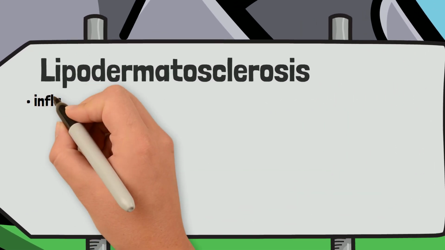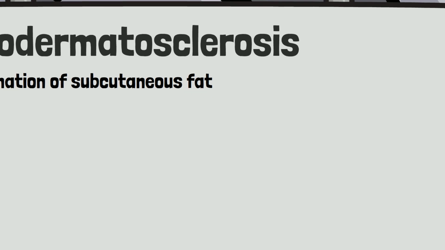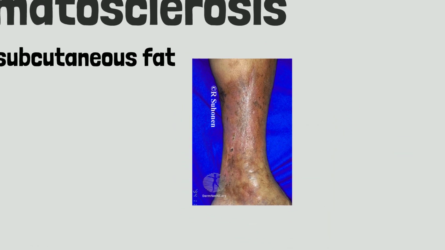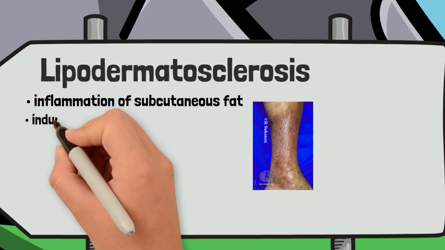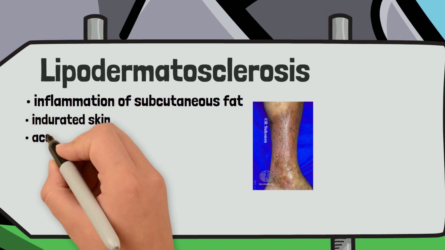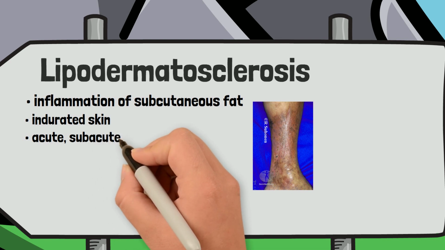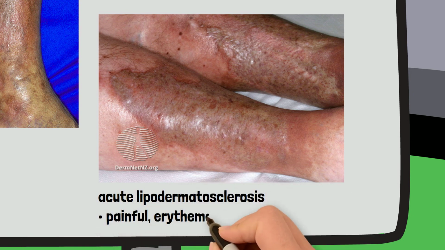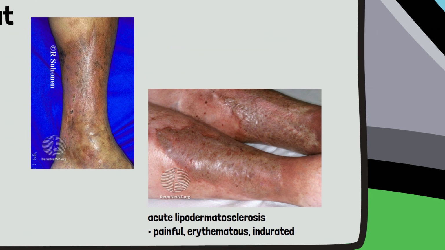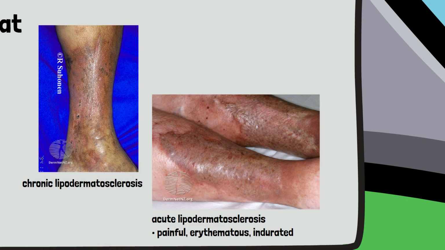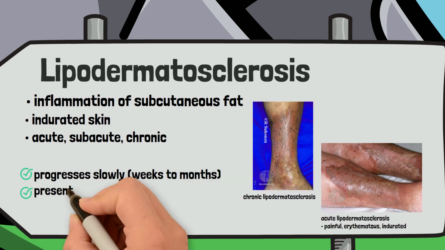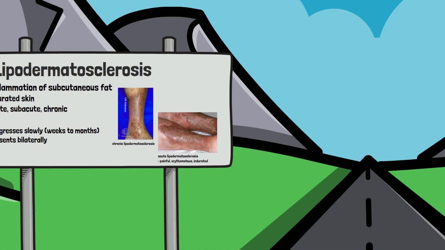Lipodermatosclerosis is caused by inflammation of subcutaneous fat leading to fibrosis and necrosis as a result of chronic venous insufficiency. It is a much deeper process, and therefore the skin will be indurated or hard. It can be classified into acute, subacute, and chronic stages. In the acute stage, it can present as a painful erythematous indurated plaque on the legs, which can mimic cellulitis. But lipodermatosclerosis progresses slowly over weeks to months and often presents bilaterally.